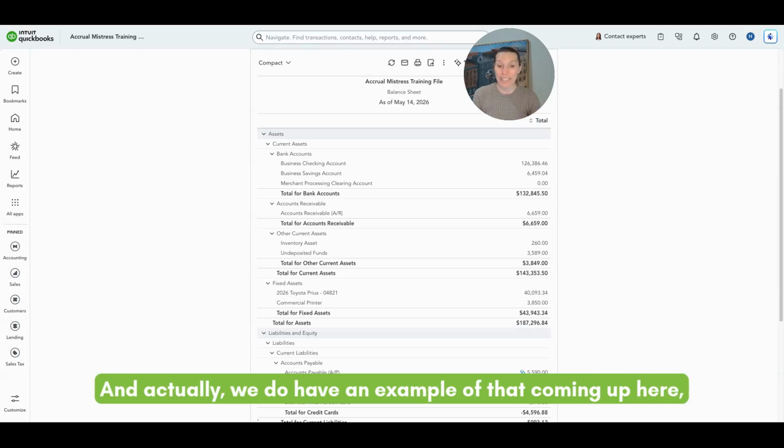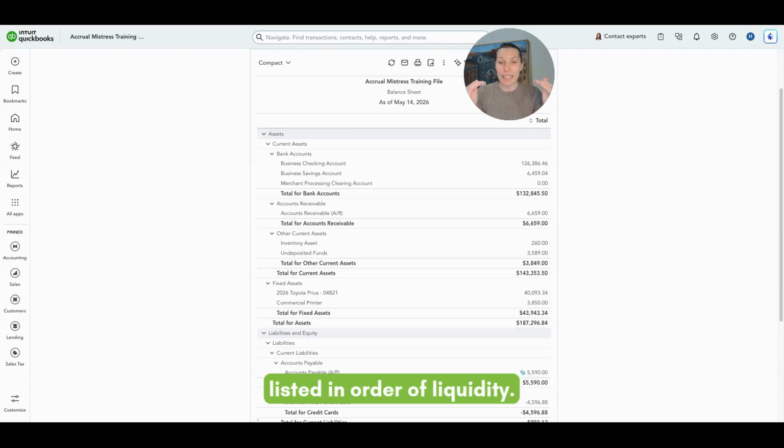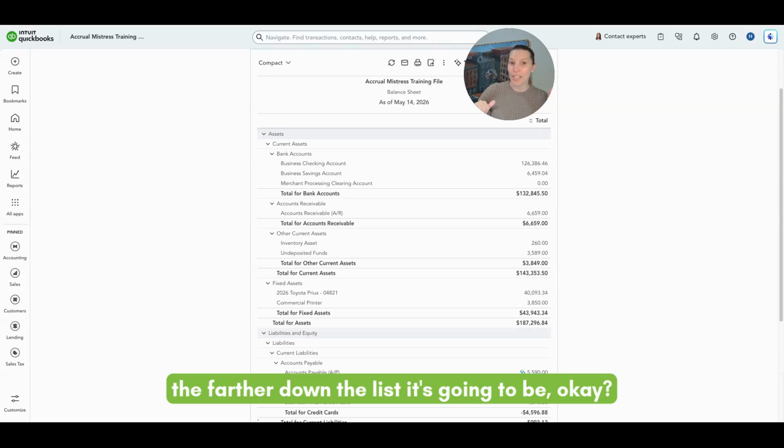And actually, we do have an example of that coming up here, so I'm happy to be able to show you that. So that is the asset section of our balance sheet. We have all of the assets that our business owns listed in order of liquidity. So how quickly can I take this asset and turn it into cash? The longer it takes to do that, the farther down the list it's going to be, okay?